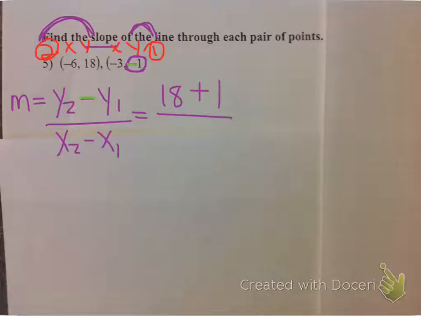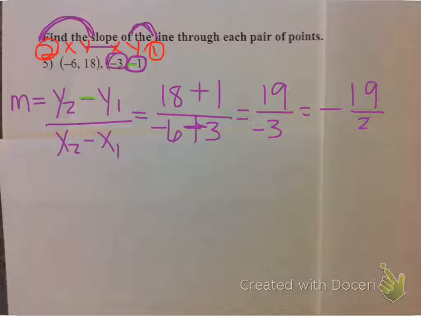Okay, then x2, which is -6, minus from the equation x1, which is also a negative number, so I'm going to put -3. Then I'm going to go ahead and combine that for a plus. 18 plus 1 is 19. -6 plus 3 is -3. And I want to point out this whole entire slope is negative, so I'm going to make sure and write it just like that. It's not the 3 that's negative. It's not the 19 that's negative. It's the entire 19/3 that's negative.